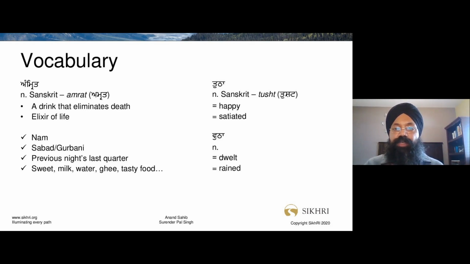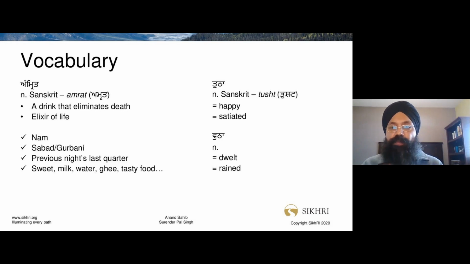First let's discuss tutha. Tutha comes from tusht, which means being happy or satisfied. There is another word listed just below it, vutha. It's not in the body, but I've listed that because it's phonetically quite close and sometimes could be confusing. Vutha means to dwell in the past tense, or to rain. So vutha is dwelling or raining, and tutha is to be happy. Tutha is mostly used in the context of the guru or akal purukh: when the guru or akal purukh becomes happy, then akal purukh bestows grace.